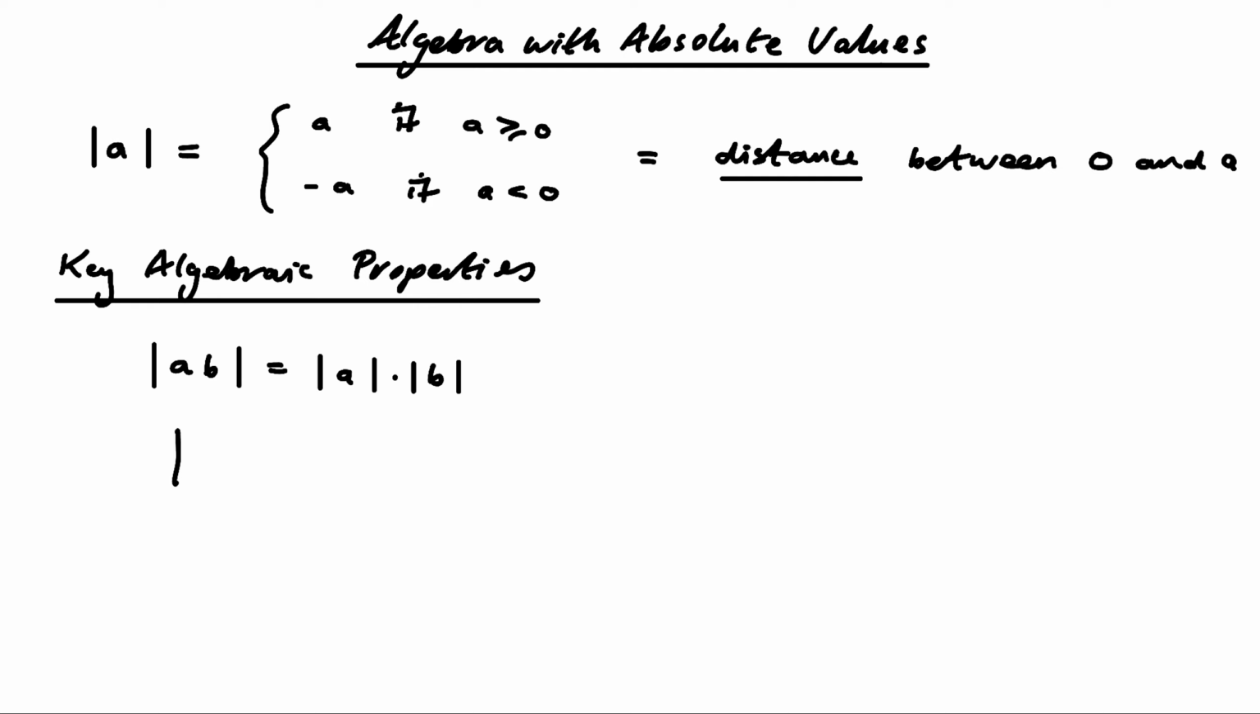Similarly, if I take the absolute value of a quotient, it's exactly what you'd hope. It's the ratio of the individual absolute values. And the second one has a caveat because you can't divide through by 0. So when I'm writing this, by assumption we're assuming b is not equal to 0. Okay, so let's look at a few examples, shall we?